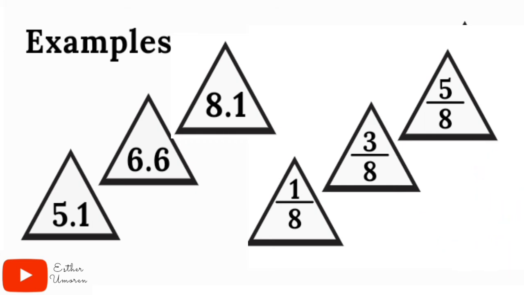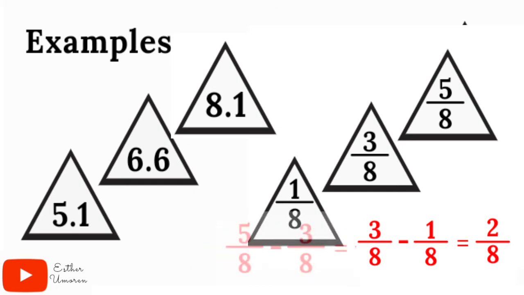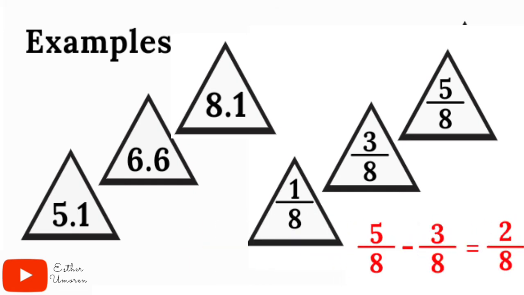Now in the second example, we can see 1 over 8, 3 over 8, 5 over 8. So 3 over 8 minus 1 over 8 gives us 2 over 8, and 5 over 8 minus 3 over 8 also gives us 2 over 8. That means that 2 over 8 was added to the first fraction to have the answer in the middle triangle, and 2 over 8 was added to 3 over 8 to have 5 over 8. So from this example, we can see that a particular number was added to the number in the smallest triangle to have the next number. So let's move into the exercises.